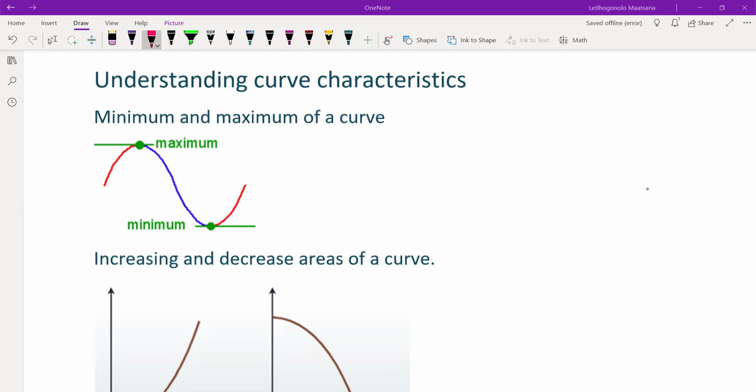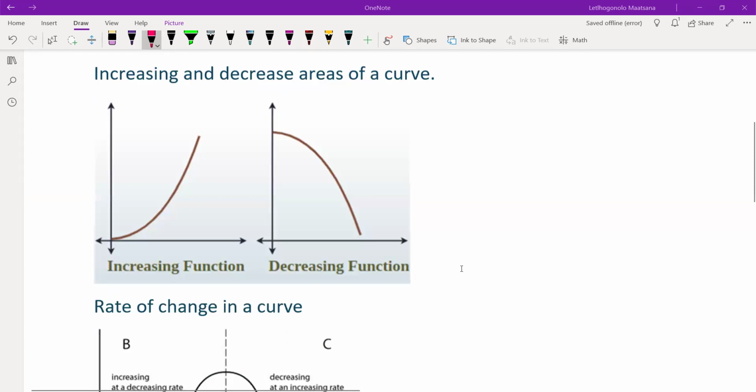A maximum or a minimum. The maximum is the maximum y value that a curve could have, or the y-axis variable that a curve could have. Whereas the minimum value is the minimum value that a y variable could have.